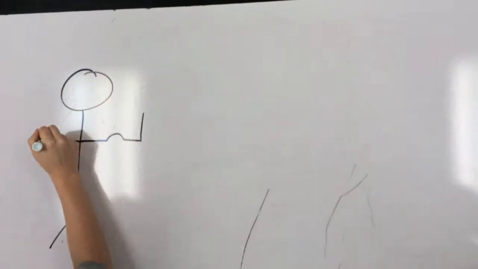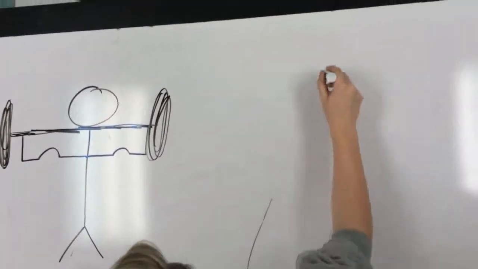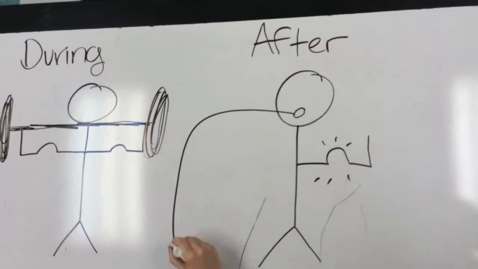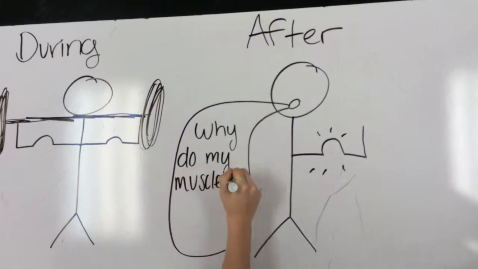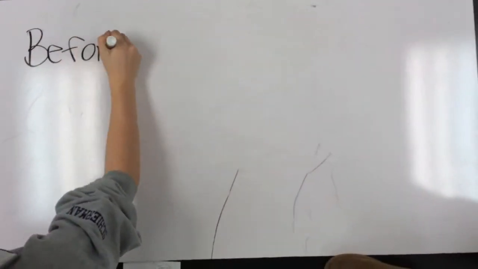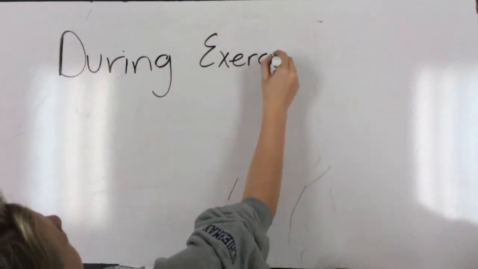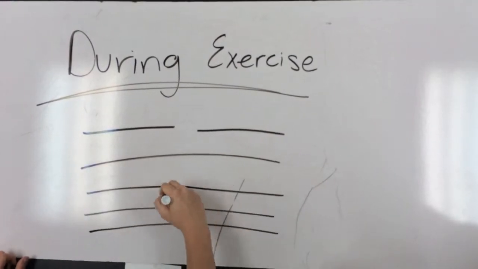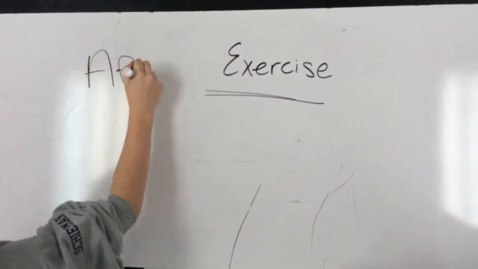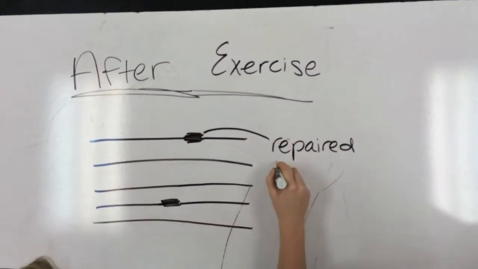One question our group had can be demonstrated in these drawings. There's a guy who's lifting weights and he thinks to himself, why do my muscles feel sore? Well, here's the answer. Before working out, your muscle tissues look like this, beautiful, unrealistic straight lines. Then, during the exercise, these perfectly straight-lined muscle fibers tear. Then after the workout, your body repairs these tears with the help of satellite cells. Your muscles feel sore when the fibers are tearing and being repaired.